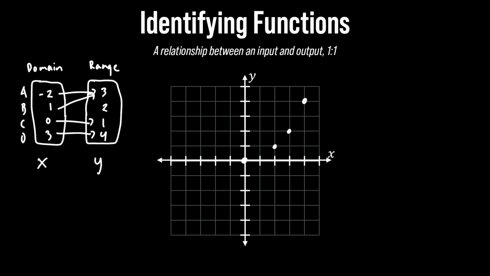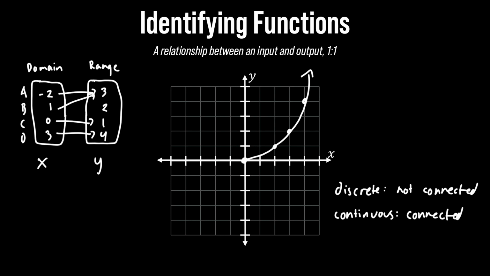A function that consists of points that are not connected, so points like these that do not have line segments connecting them, is considered a discrete function. On the other hand, we have a continuous function. So if we were to draw a line through these points, this would be a continuous function. A continuous function is connected by an unbroken line or curve. In this case, it's a curve.